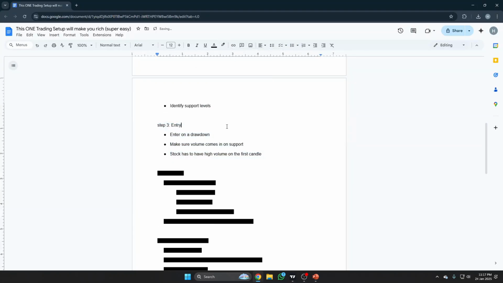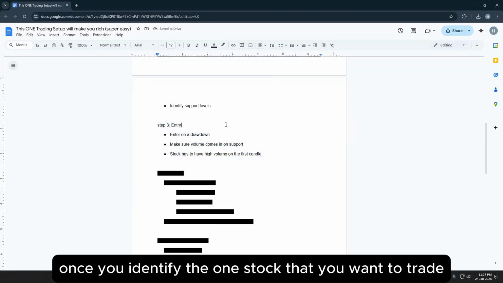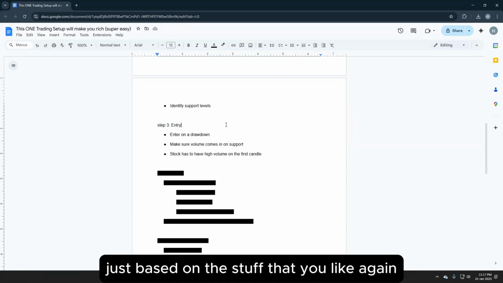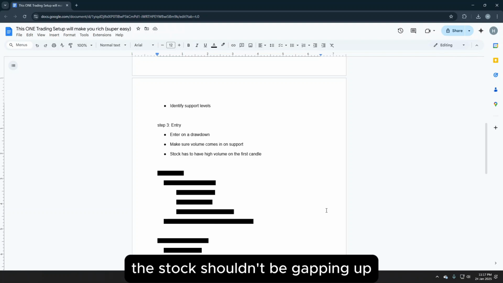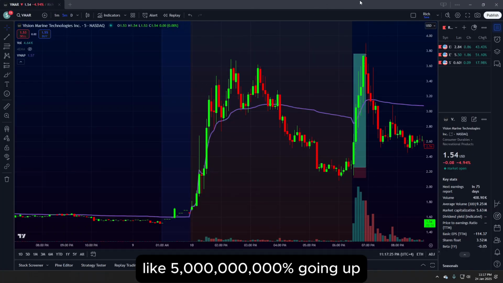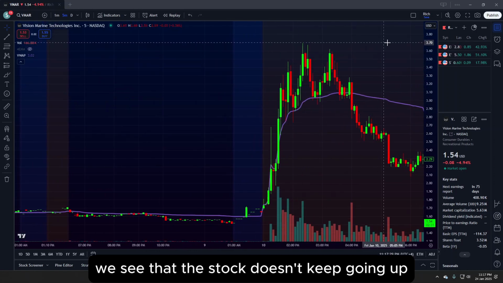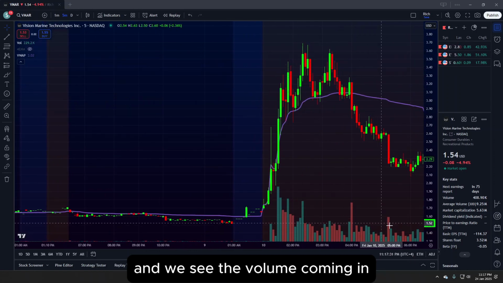Step number 3 is to enter. Once you identify the one stock that you want to trade based on support levels, based on volume, just based on the stuff that you like. Again, the stock shouldn't be gapping up like 5 billion% and going up. It should have a bit of a drawdown. That's what we see over here. We see that the stock doesn't keep going up. It has a bit of a drawdown. And we see the volume coming in.